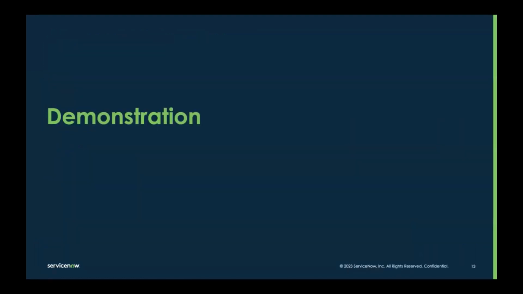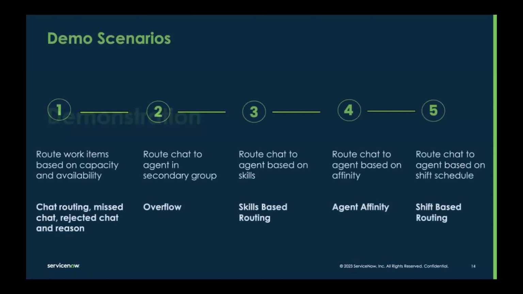With that, let's talk about the demo. Let's go through the demo. Today, during the demonstration, we will look at 5 key scenarios. We'll start with a basic scenario where we will route a chat based on agent's capacity and availability. As part of this, we will also look at what happens when the agent misses a chat, what happens when the agent rejects the chat, and how we capture the reason for rejection.